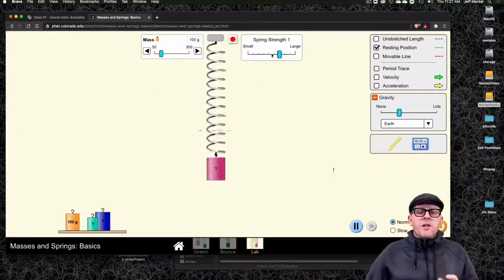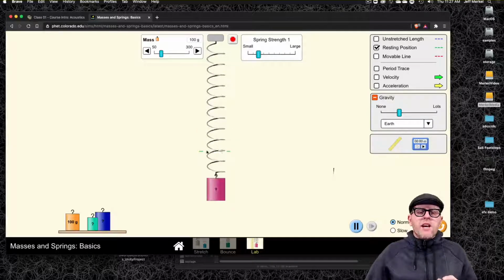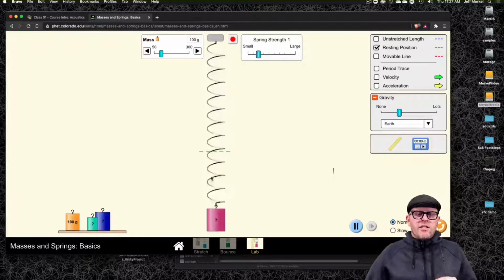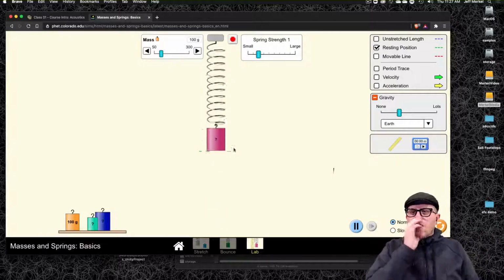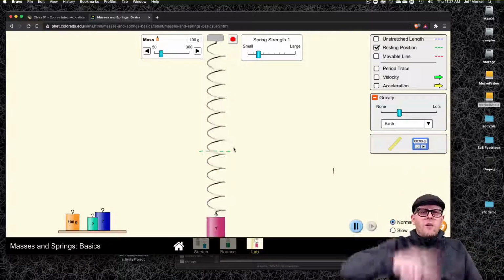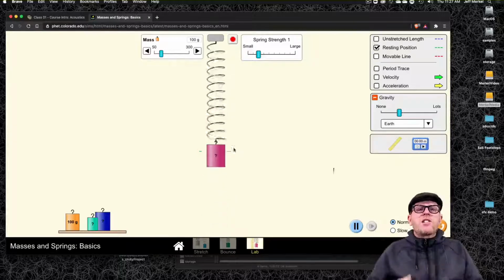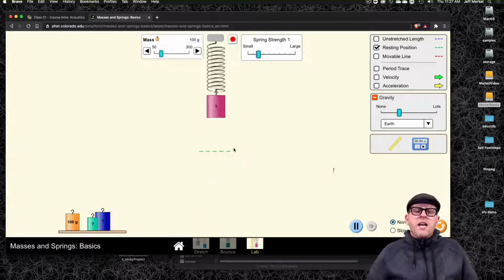Now, if I'm going to slow it down a little bit here, if I were to attach a pencil to this right here, and I were to drag that pencil along a piece of paper, it would create what we call a sine wave. So we call this sinusoidal motion.